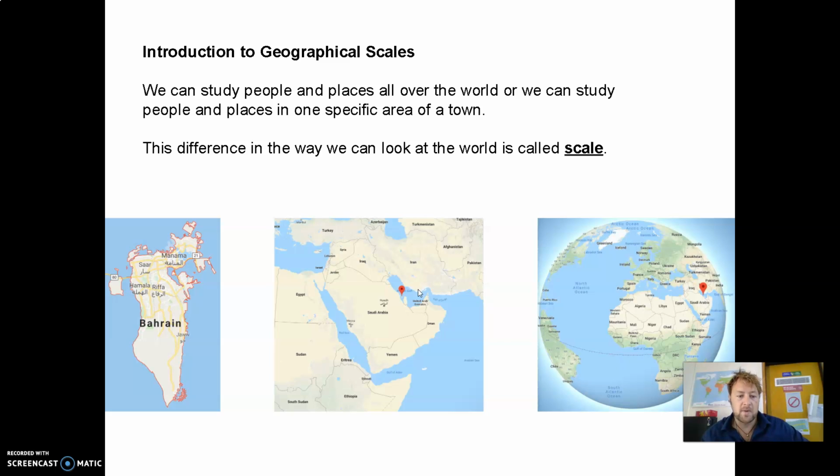So I want to talk about the different geographical scales, which sounds really difficult, but is actually fairly straightforward. I've got three different scales on the board here, and it's about the scale at which we study geography, at which we study anything really, okay? So we can study people and places all over the world, or we can study people and places in one specific area or town, okay? The different way in which we look at this is called the scale.